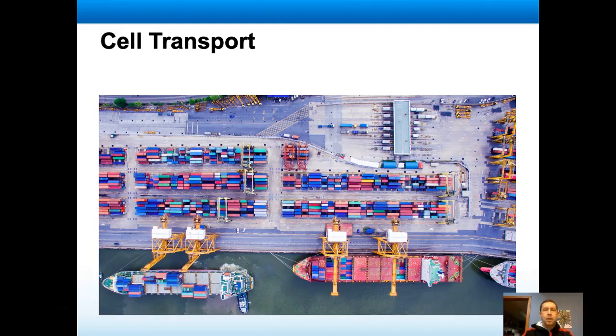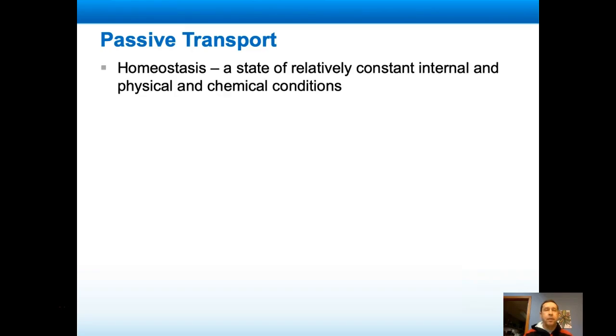All right, in this video, we're going to talk a little bit about how cells get things in and out of the cell, or cell transport. So there's two types, active and passive. We're going to talk first about passive transport.